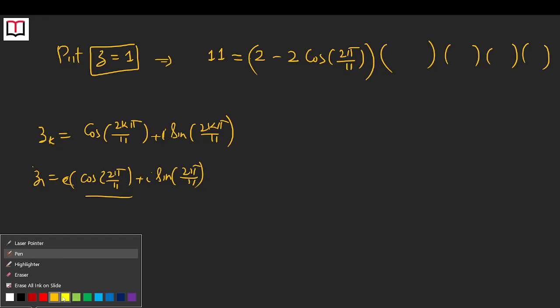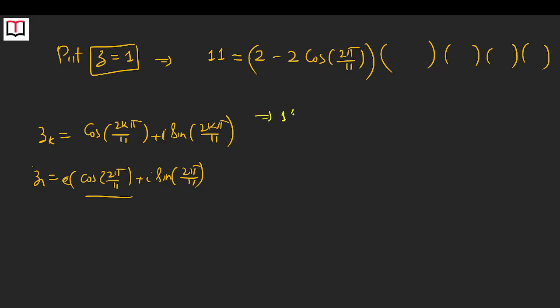So what do we get? It's 11. We take 2 common: 1 minus cos 2 theta, which is 1 minus 1 plus 2 sin square theta, and that's it. See, we got 1.